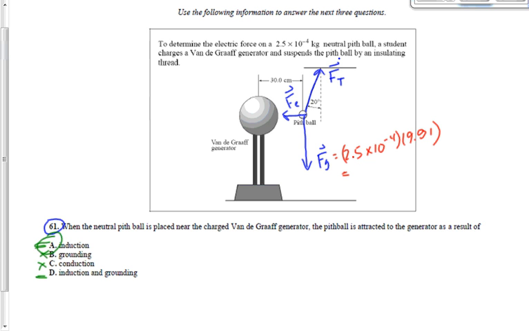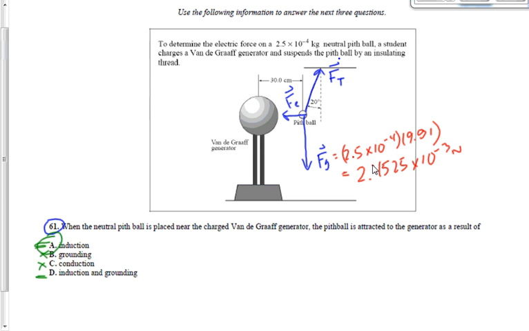Let's do that now. What is 2.5 times 10 to the minus 4 times 9.81? Let's get the unrounded number. I think it's 2.45 maybe. 2.4525 times 10 to the minus 3 newtons. All right, that's all I have, though, isn't it? I have an angle as well, 20 degrees up there with the force of tension.